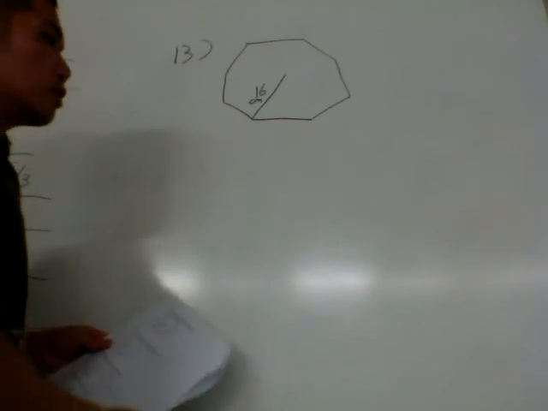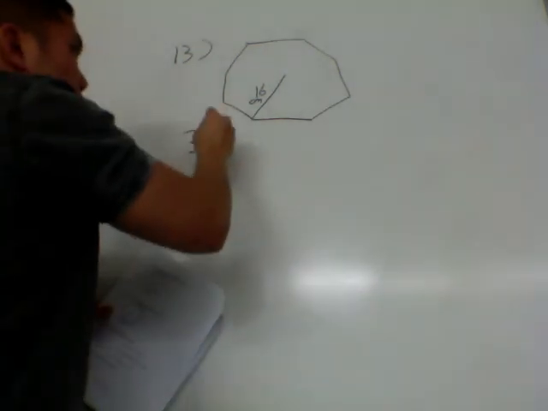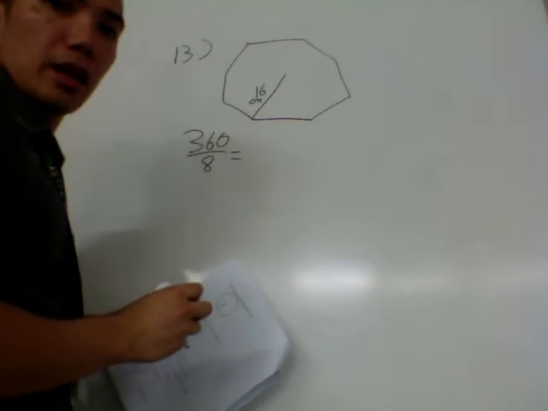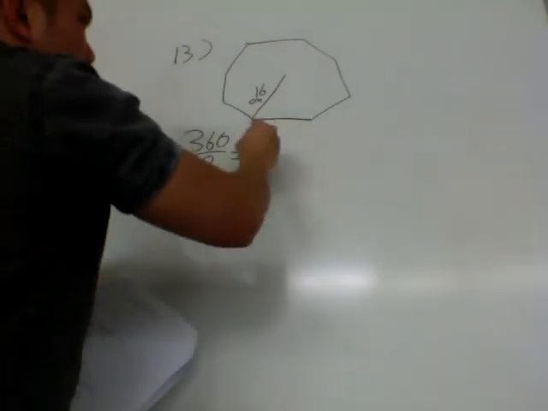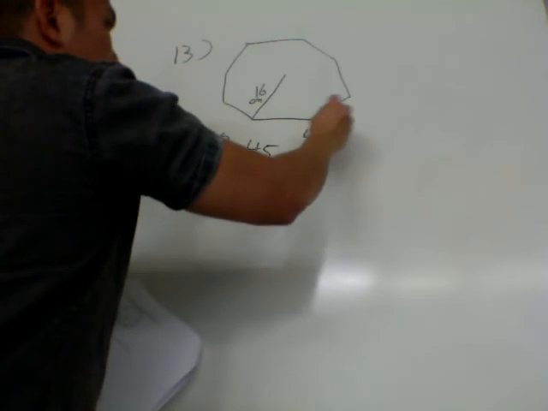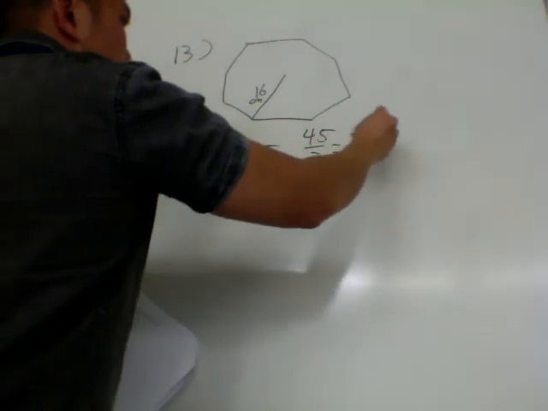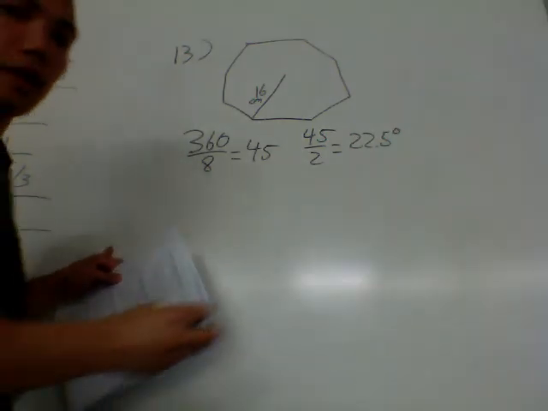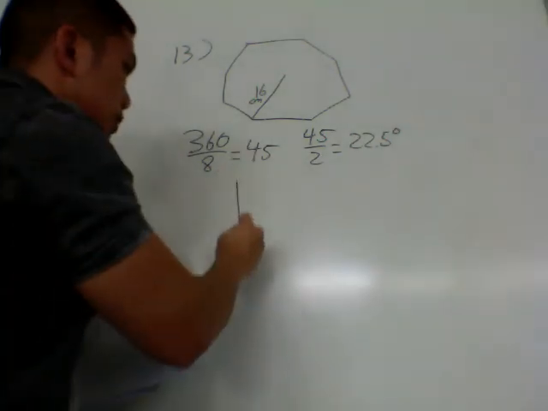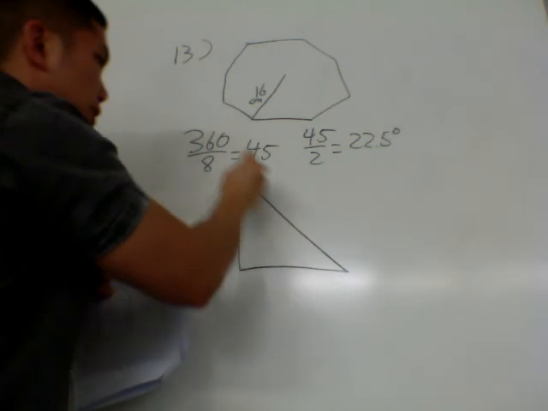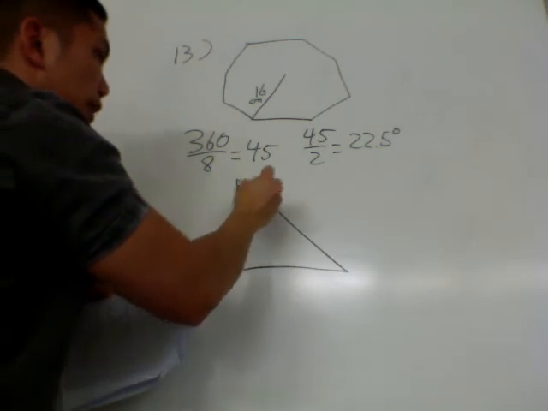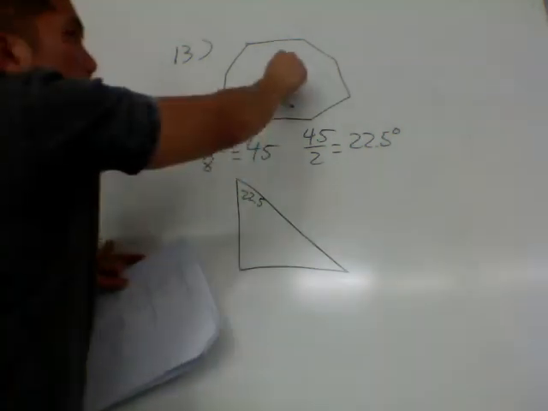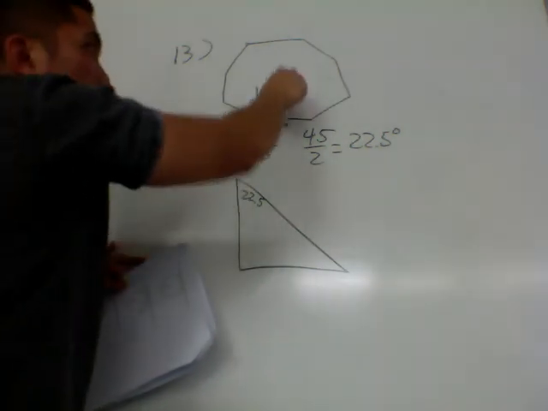So what you're going to do is, first step is always to do the same thing. 360 divided by 8. Okay? And this is 45. And then 45 divided by 2 is 22.5 degrees. So I know that in my triangle, this is 22.5. Now, when you're given the radius is the center to a vertex, right?